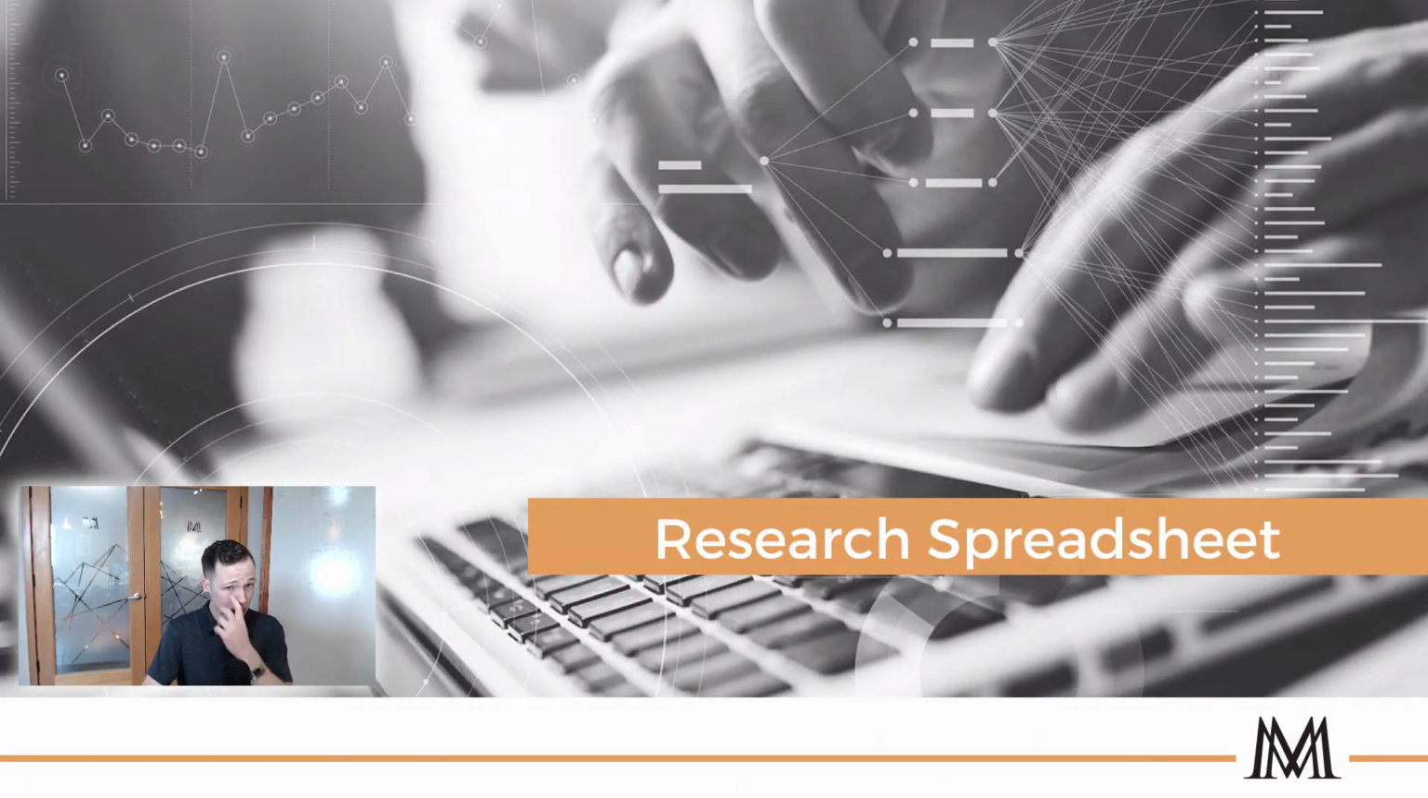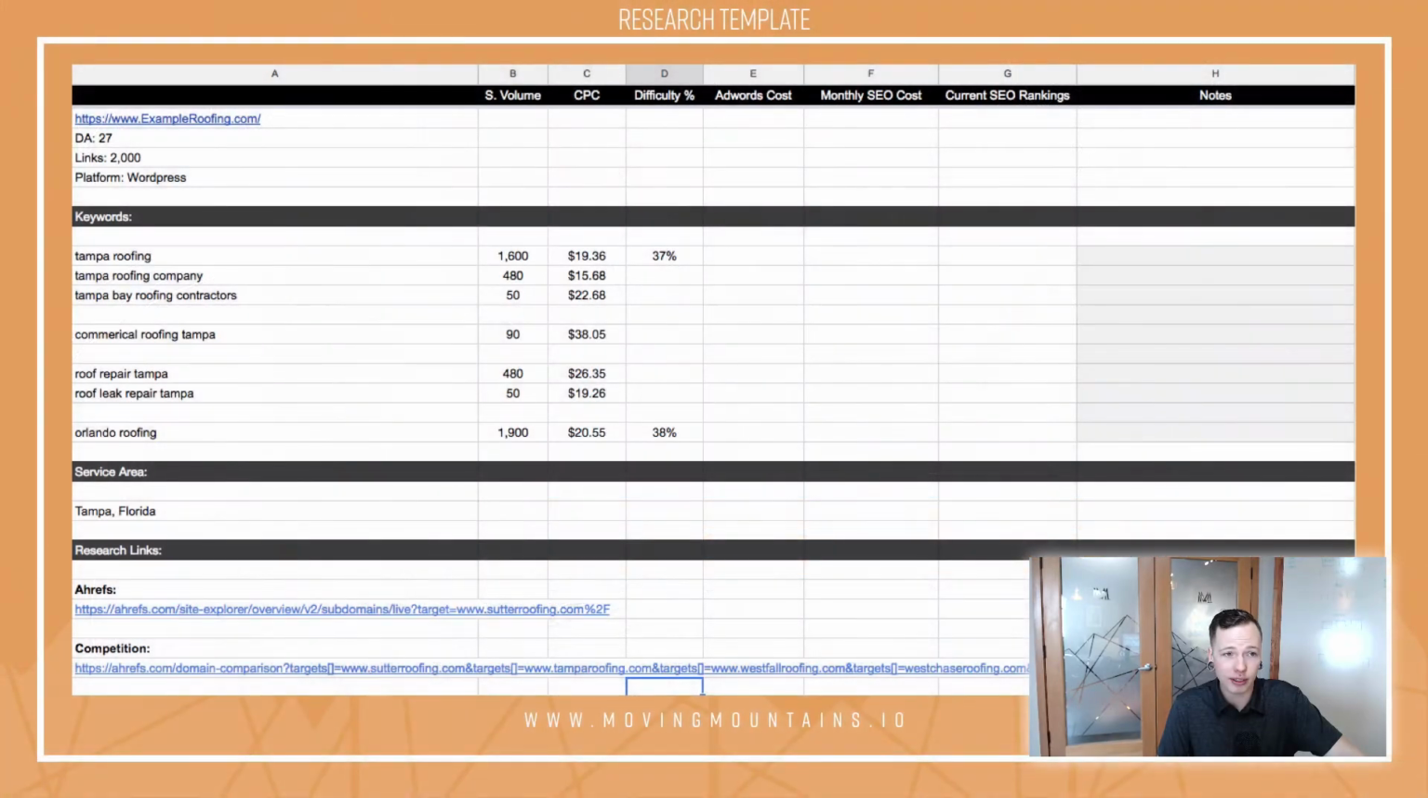Next thing, let's look at this research template. We're going to give you this. It's super easy to use. You can use it in Google Sheets, a Word doc, or anything on your computer. We use Google Sheets here at Moving Mountains. It's just super handy to share with the team. So it'll look very similar to this.